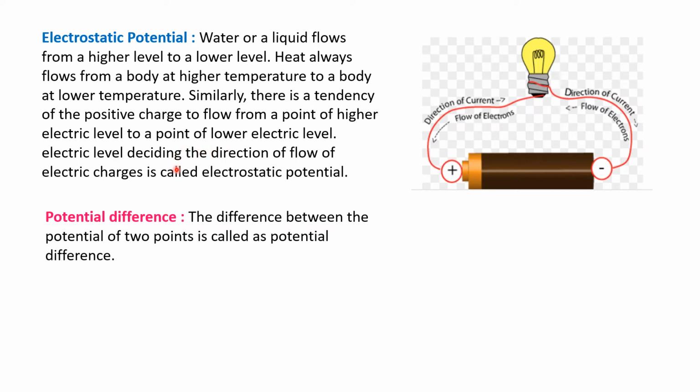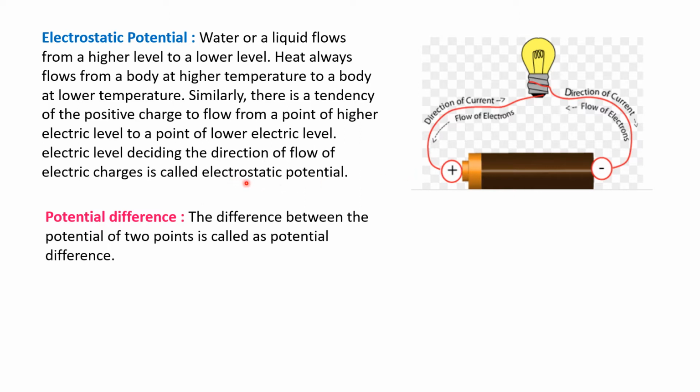Electric level deciding the direction of flow of electric charges is called electrostatic potential. See, in the picture you can see that the current is flowing, means the positive charge is flowing from higher level to lower level. See the direction of current. See, positive means here it is higher level, from higher level towards negative, that is lower level.